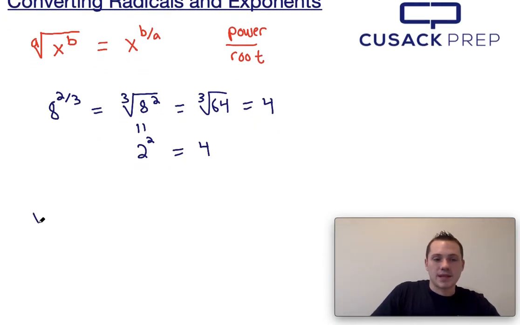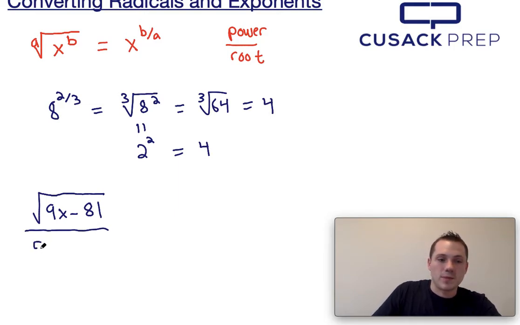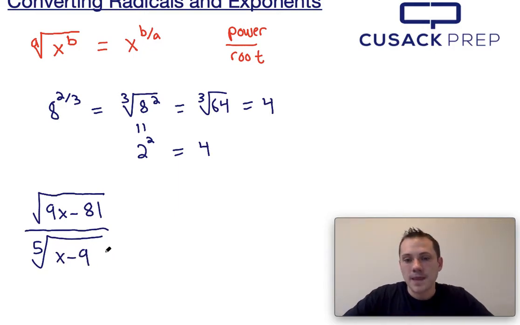So let's maybe look at some slightly more complicated problems. Let's say we had something like the square root of 9 times x minus 9, all divided by the fifth root of x minus 9. So let's say we had something like this. Well, this is going to be a little bit more difficult to solve.